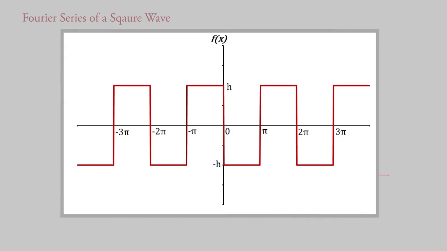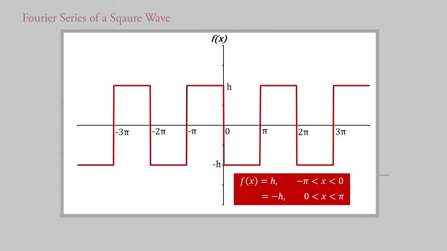This function is defined as f of x equal to h for minus pi less than x less than 0 and f(x) equal to minus h for 0 less than x less than pi. Here we find that between minus pi to 0 the function has a value h, and between 0 to pi it has a value minus h. So it is defined like this.